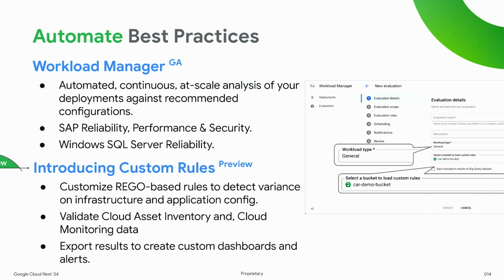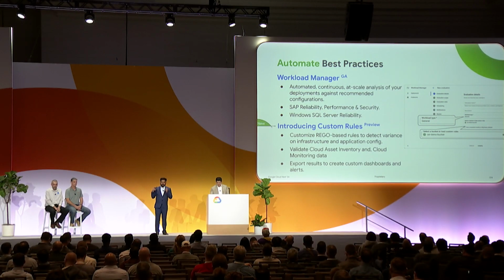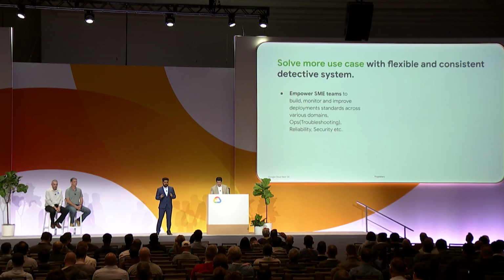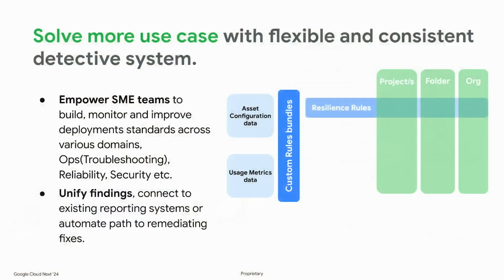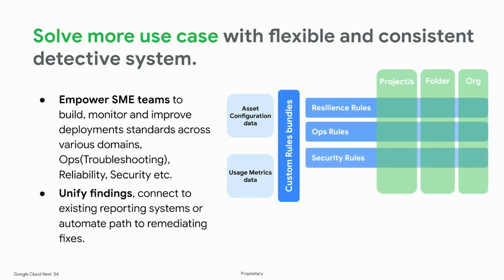Remember, we spoke about best practices in the architecture framework? Now you can automate those best practices based on your needs to flexibly and consistently validate thousands of resources across your Google Cloud deployment with super ease. With custom rules, now you can decouple and empower your specialized teams like security, FinOps, Ops, support, etc., to build and manage their own best practices, including config troubleshooting across your organization.